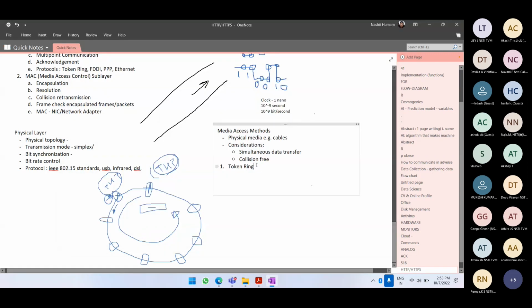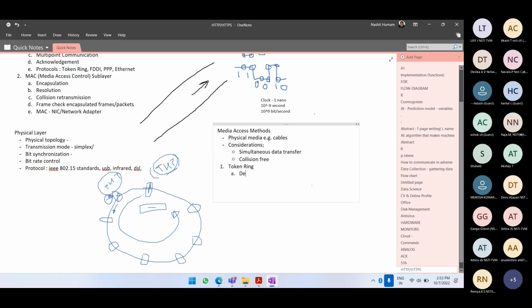Fine. In this token ring, we might implement demand priority. I hope you guys understand the term called priority.